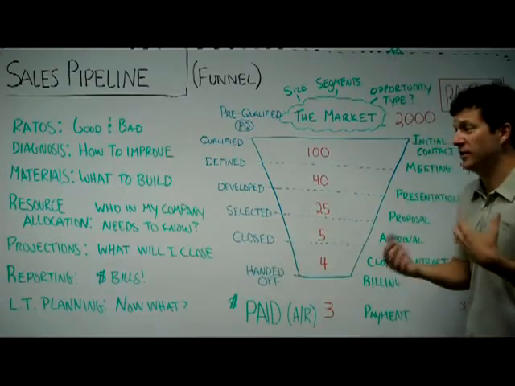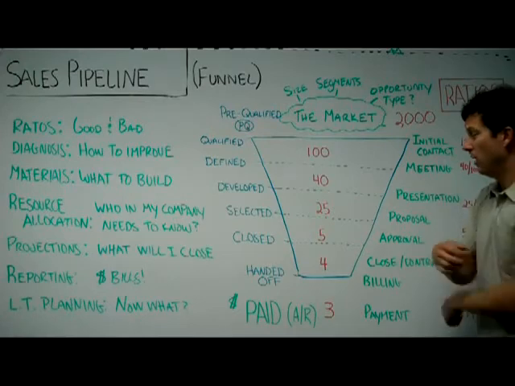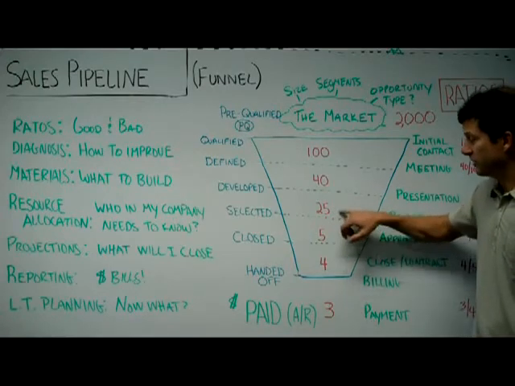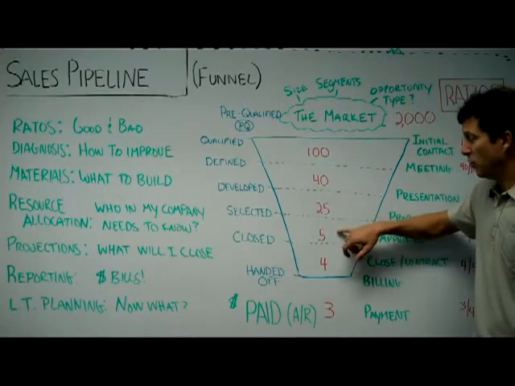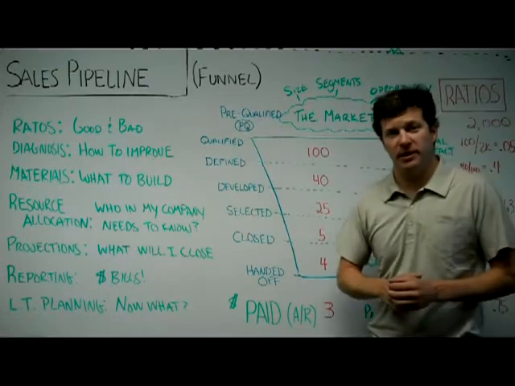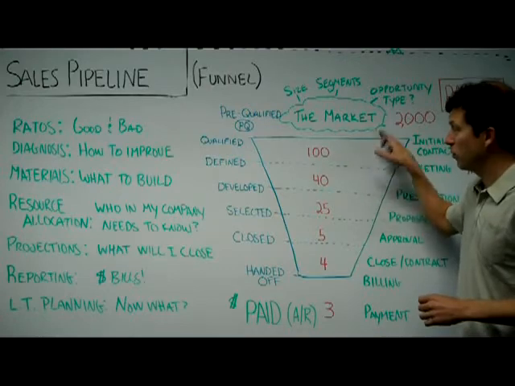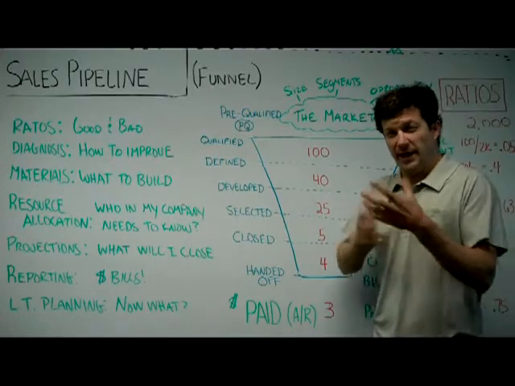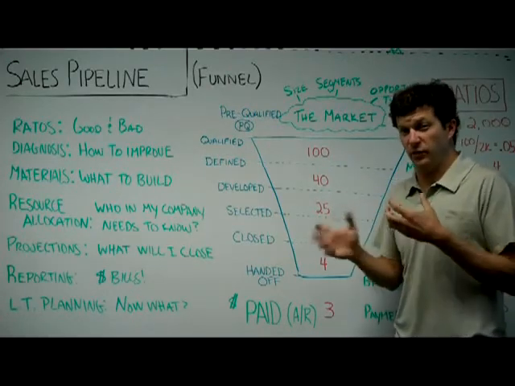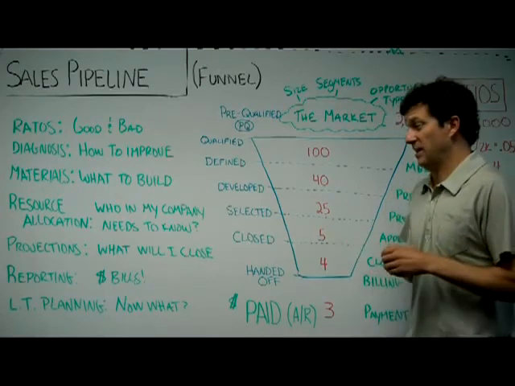I can also allocate internal resources. I can say I want my senior sales guys to step in at this point in the process because they're better at closing than my junior guys, and my junior guys can use that extra time to go generate more leads from the market. So I can allocate my own personal skill set resources accordingly inside my sales team.